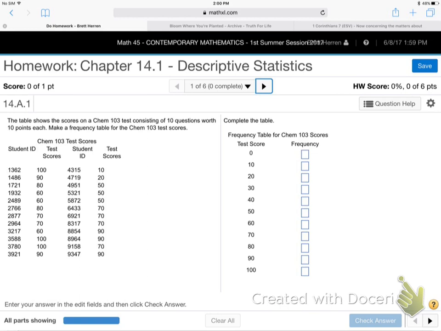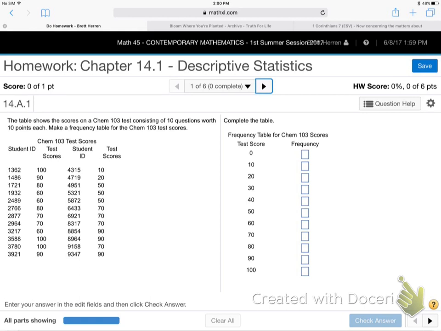That's what this chapter is about, right? Chapter 13 was how do you gather data. Chapter 14 is how do you give out data in a way that's helpful. So looking at this, if I was just to read these numbers, that wouldn't be helpful, right?